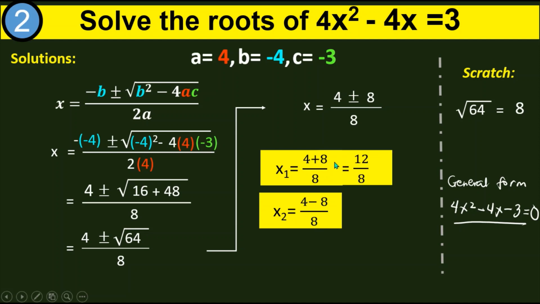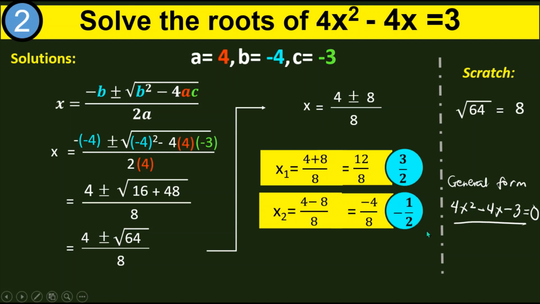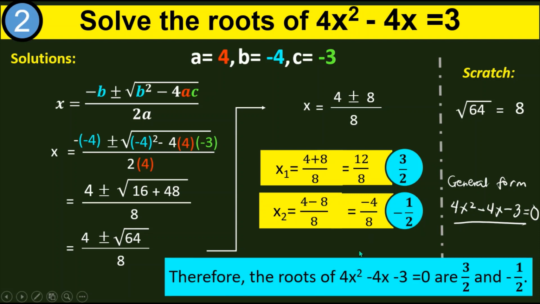And then equals 4 plus 8 equals 12 over 8. And then 4 minus 8 is equal to negative 4 over 8. Okay, so 12 over 8, I know na ito ay kaya pang i-simplify. Okay, which is 3 over 2 and then the other one is negative 1/2. Okay, please be reminded that when we have fractions, make sure ang negative sign ay nasa tapat ng fraction bar. Okay, so therefore, the roots of 4x squared minus 4x minus 3 equals 0 are 3 over 2 and negative 1/2. Checking is left to the viewers.